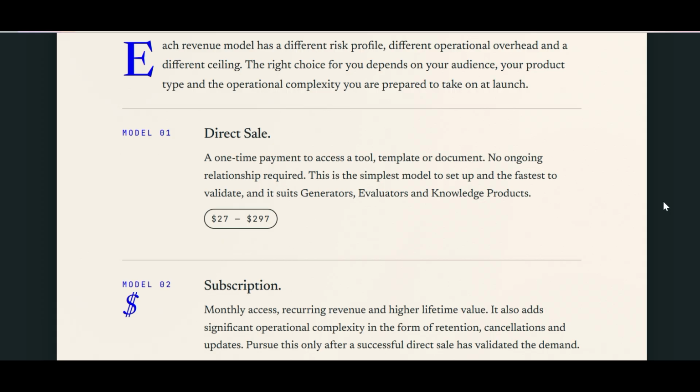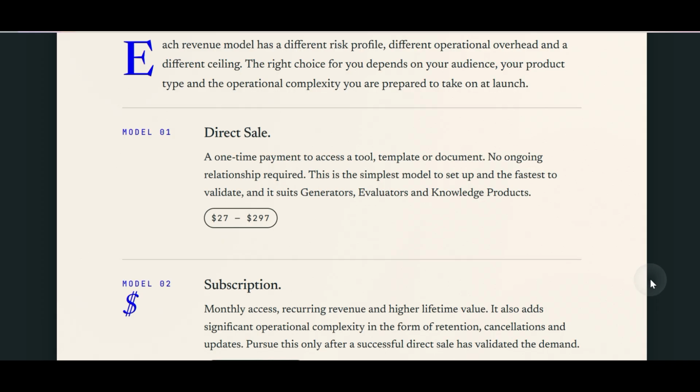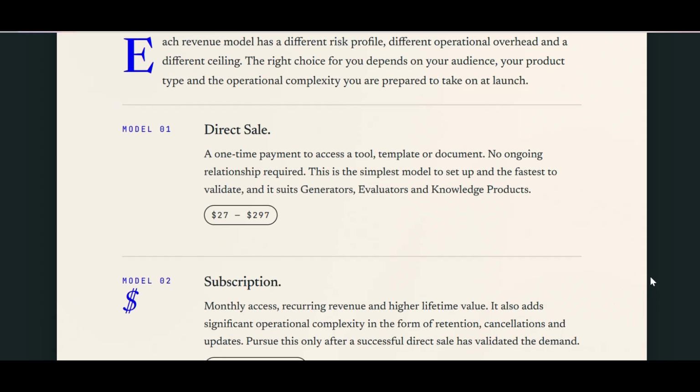Model 1, direct sale, $27 to $297. A one-time payment for access to the product or a defined number of uses. No ongoing relationship required beyond the initial purchase. The simplest model to set up, the fastest to validate, and the one the workbook recommends most consistently for a first launch. Generators, evaluators, and knowledge products all sit naturally in this range.